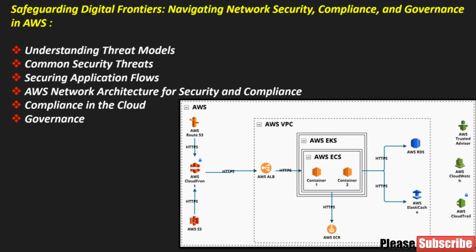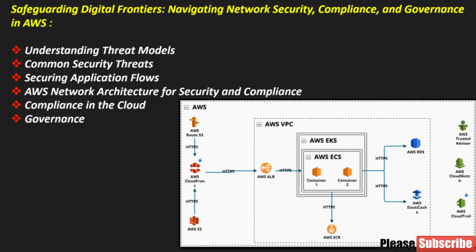The first point we need to talk about is understanding threat models. A robust network security strategy begins with a thorough understanding of potential threats. Threat models tailored to the application architecture serve as the blueprints for identifying and mitigating risk. Whether it's a monolithic or microservices-based architecture, recognizing the specific vulnerabilities inherent in each is very crucial. By comprehending the threat landscape, organizations can implement targeted security measures to safeguard against potential breaches. So what are the common security threats we need to discuss now?